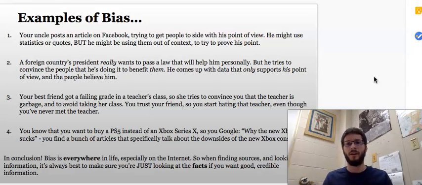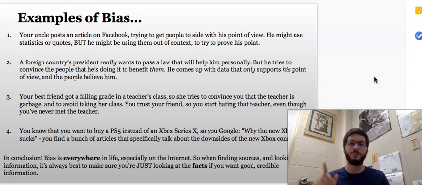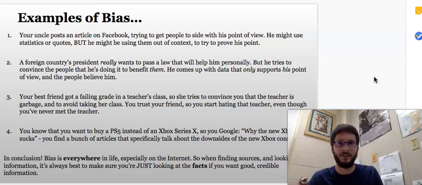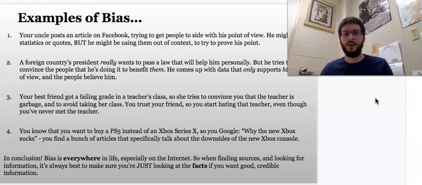Number two, a foreign country's president really wants to pass a law because that president knows it's going to personally benefit him. He tries to convince the people that he's doing it to benefit them, right? Tricky, tricky. So he comes up with data that only supports his point of view, and the people latch onto his ideas and say, oh yeah, that must be accurate. Again, bias.